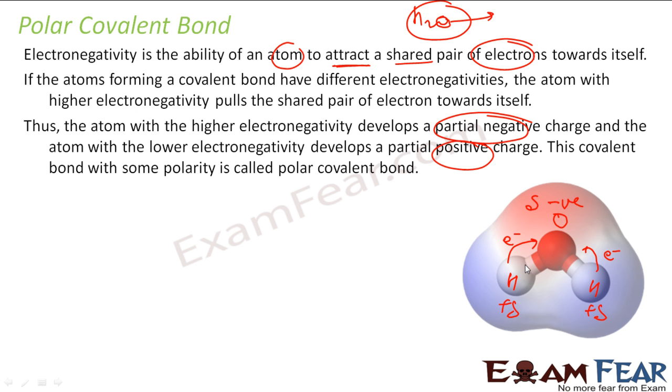We'll explain more of this when we go to class 11th and study the actual structure of the atom, what the atom looks like, what the position of the electron in it is, and how the electron pull works. We'll learn in more detail in class 11. Just to understand, in this case oxygen attracts electron more than hydrogen.